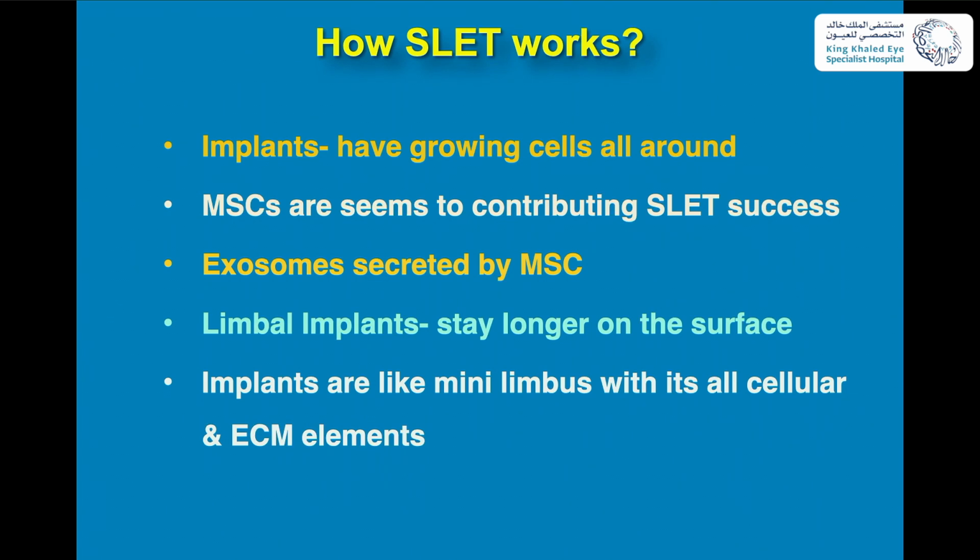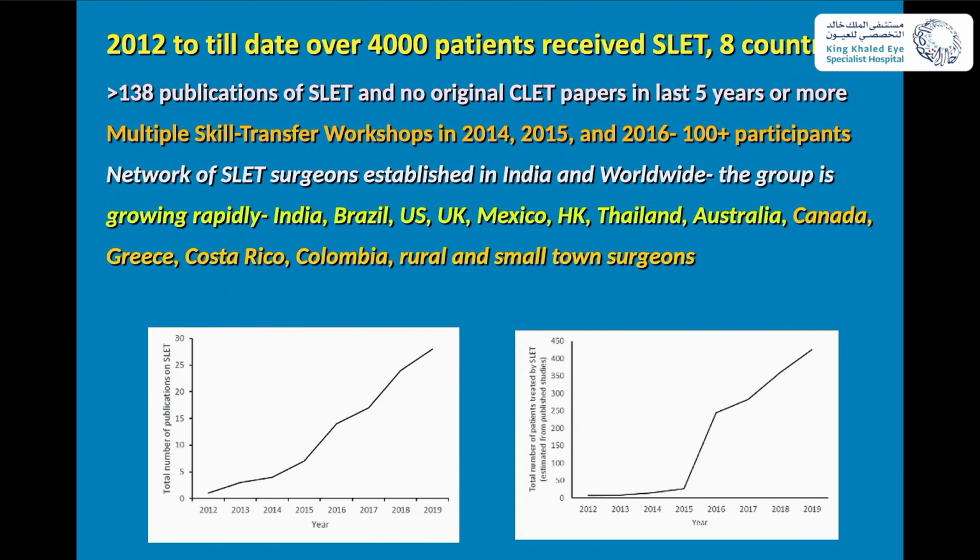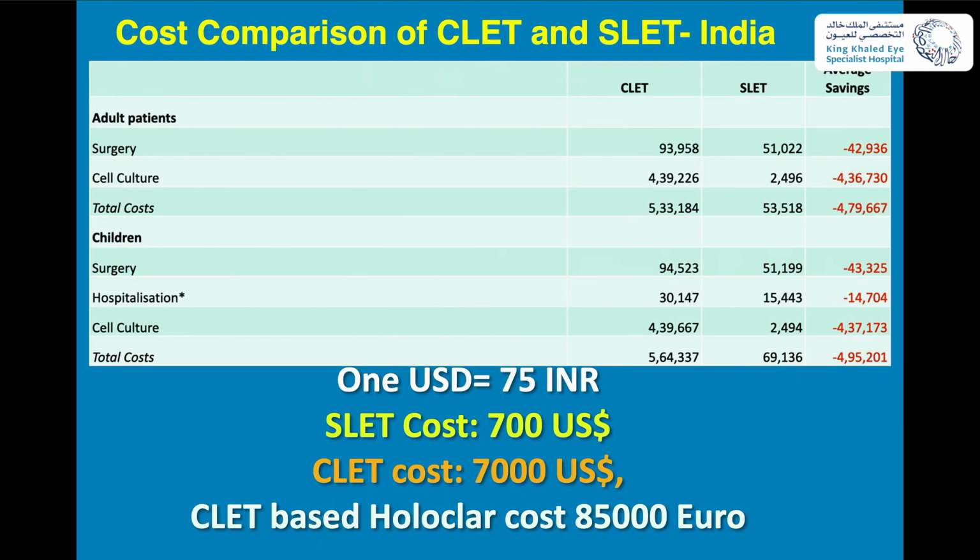The mechanism of action of SLET is not very complicated to understand: it is a mini limbus you are transplanting. It has mesenchymal cells, and other cells and factors which are secreting exosomes. In the last maybe 10 years, the number of publications and the number of countries reporting studies is increasing. And the most impactful paper, I feel, is the one we published in 2021-22 along with a health economist from the University of Sheffield, showing that the cost of SLET surgery is 1/10 of CLET. So it basically democratizes stem cell transplant. It doesn't depend on the center. It depends only on the surgeon and the patient.